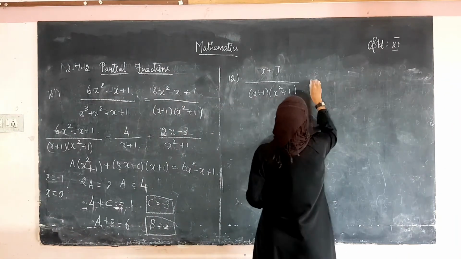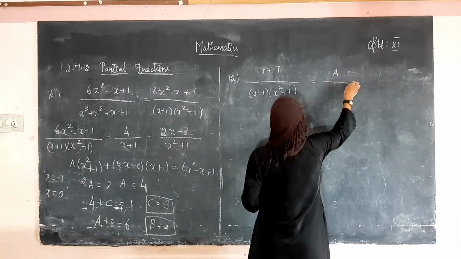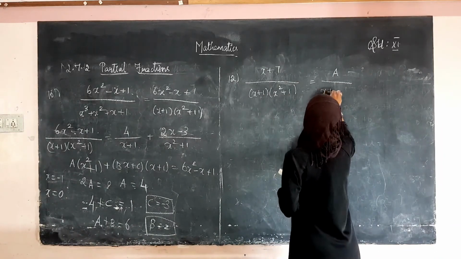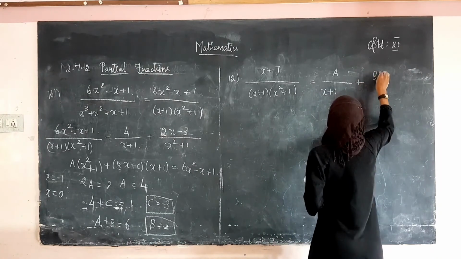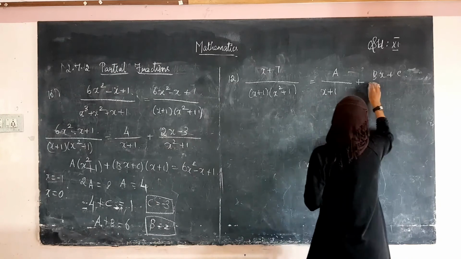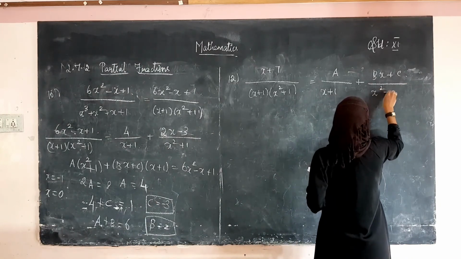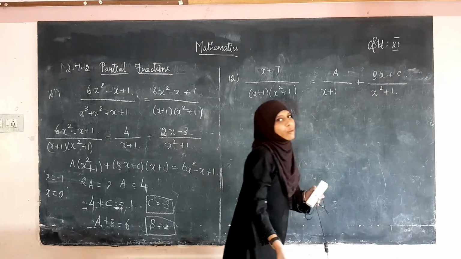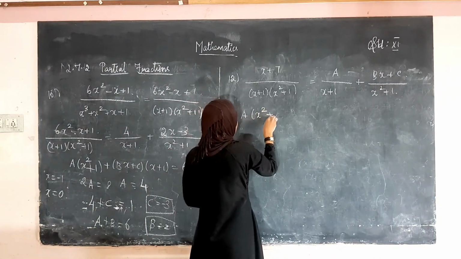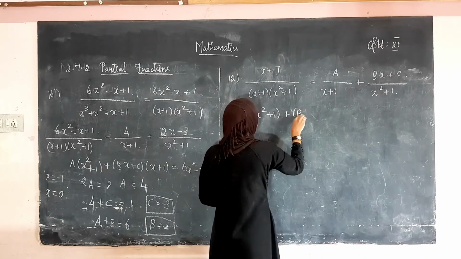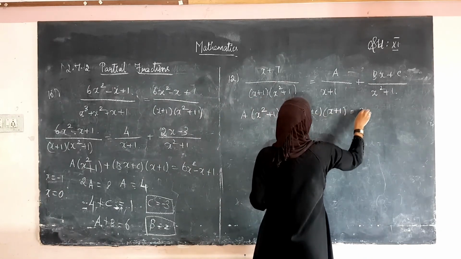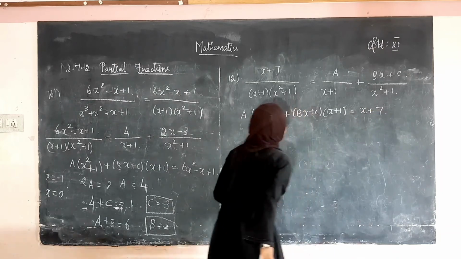Okay, now how can we resolve this? A divided by (x + 1), for this we are getting a real solution, plus (Bx + C) divided by (x² + 1), because we do not get a real solution here. Then finding the LCM, we have to equate the numerator. The numerator will be A(x² + 1) + (Bx + C)(x + 1) is equal to x + 7. Okay.